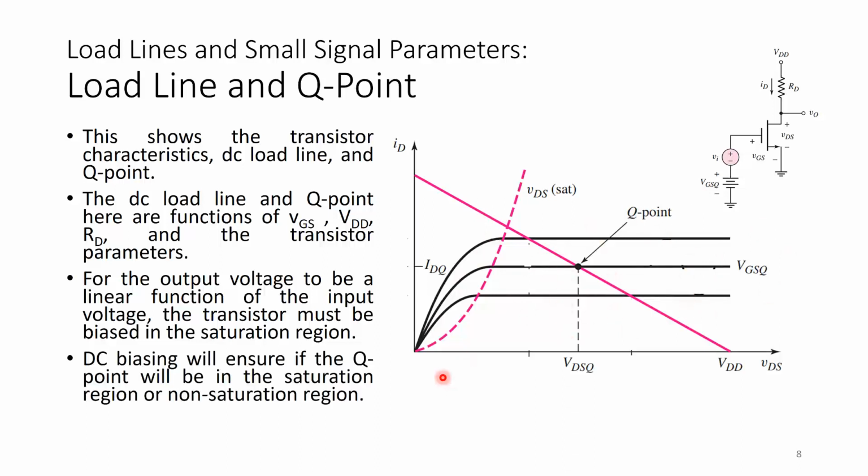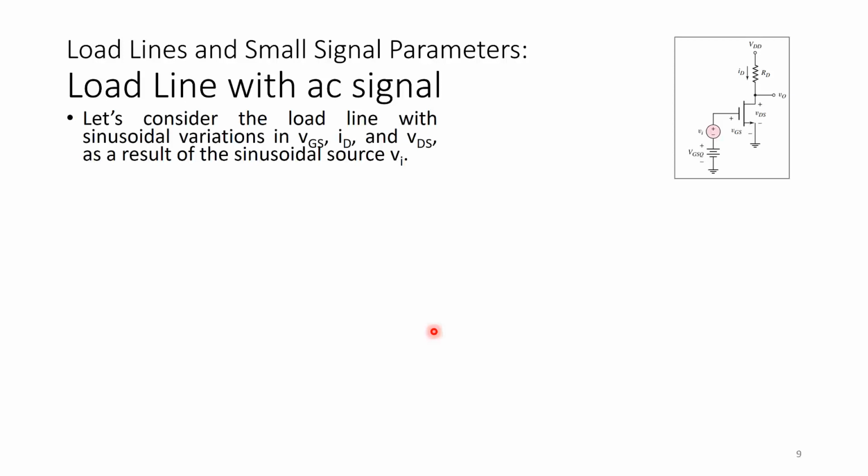The DC biasing will ensure that the Q point will be in the saturation region here, or the non-saturation region, which is before this boundary line here. So, load line with AC signal. Let's consider the load line with sinusoidal variations. The same thing here with sinusoidal variations in VGS, ID, and VDS as a result of the sinusoidal source Vin.